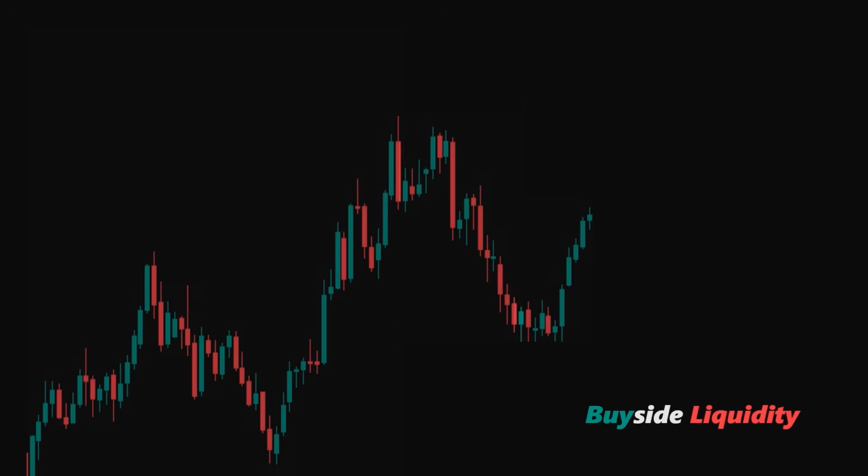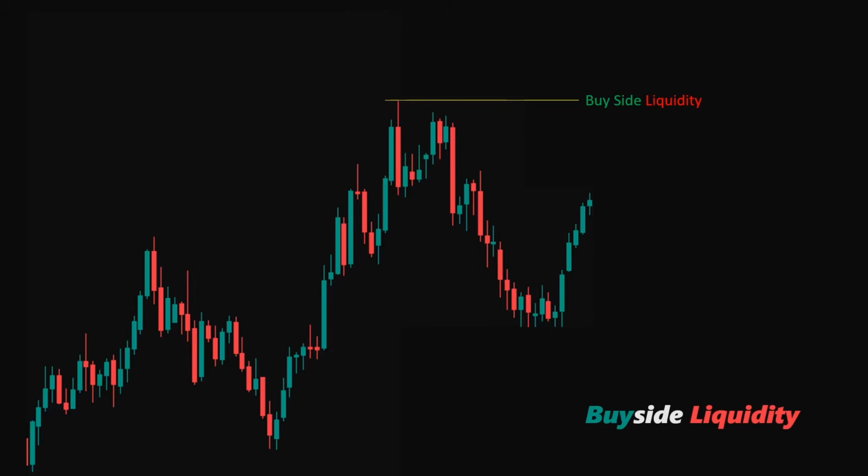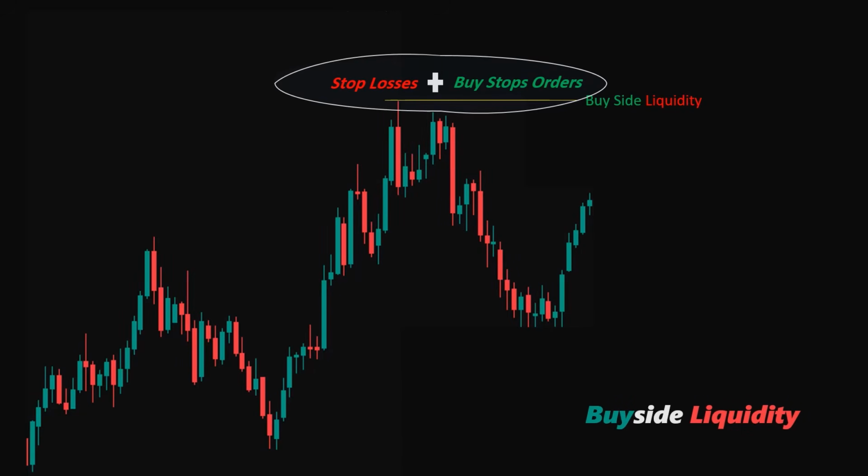Buy-side liquidity refers to the collection of orders sitting above the current price in the market. Take this swing high, for example, it's a hotspot. Why? Because that's where short sellers have placed their stop losses, and breakout traders have stacked buy stop orders, all ready to be triggered if price pushes higher. When price reaches that area, a wave of buy orders hits the market, stops are taken out, breakout entries activate, and suddenly, there's a burst of buying pressure.